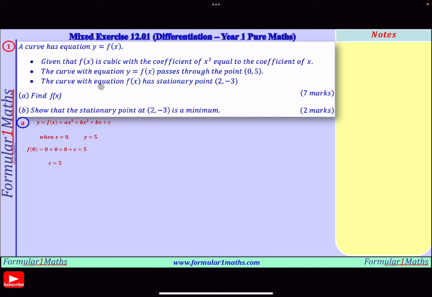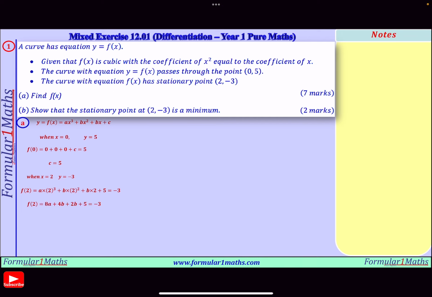The third condition states that f of x has a stationary point (2, -3). That means when x equals 2, y equals -3. So again, we can substitute these values into the general equation. We get f of 2 is equal to a times 2 cubed plus b times 2 squared plus b times 2 plus 5 is equal to -3.